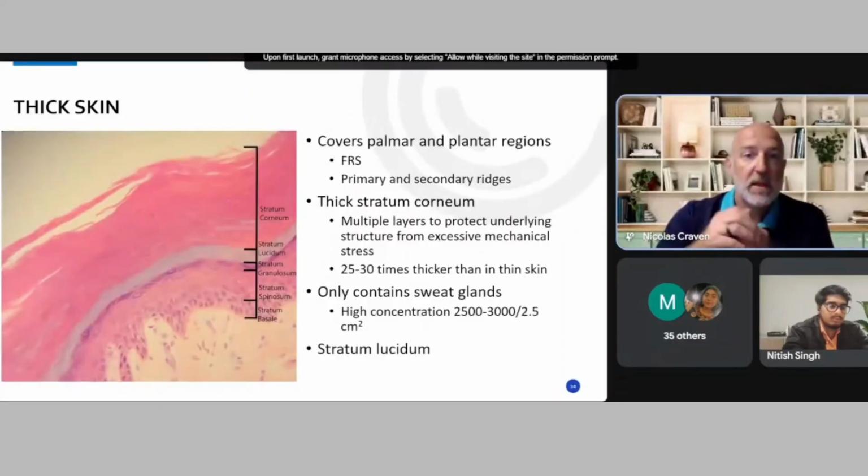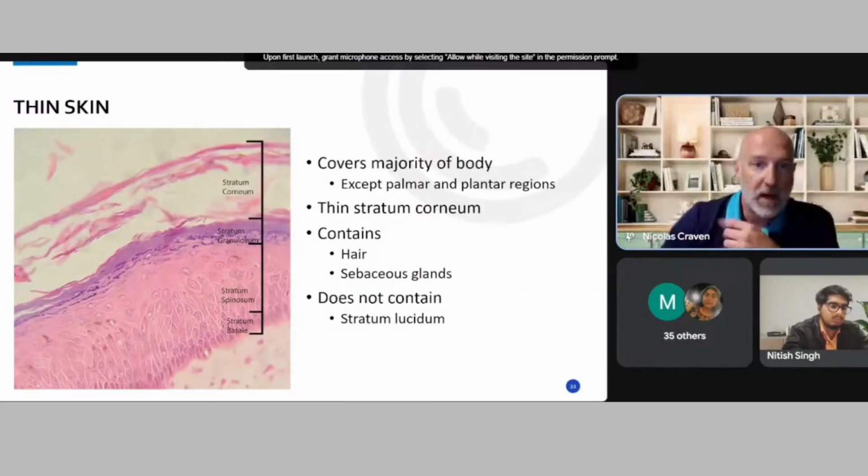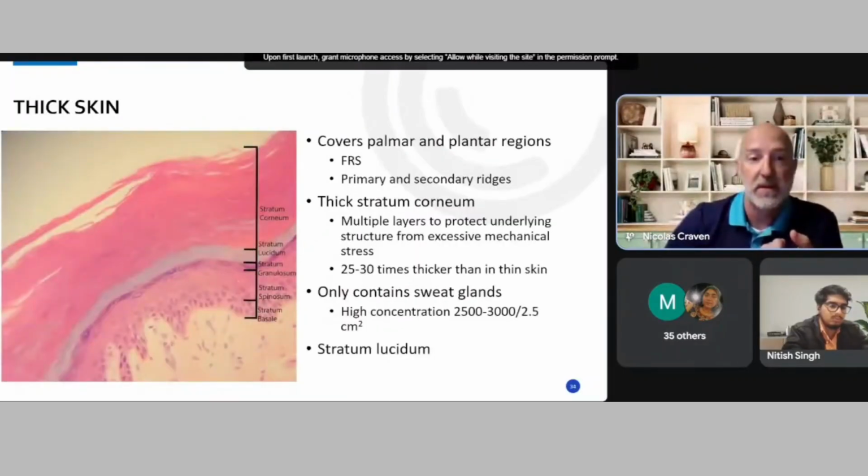And moving on to thick skin, like we mentioned, this covers the palmar and plantar regions of the friction ridge skin. I abbreviate that as FRS, or friction ridge skin. That's the special skin on your palms and feet. It has a thick stratum corneum. It's kind of hard to tell, but the stratum corneum is decently thick in thin skin, but it's even thicker in thick skin.